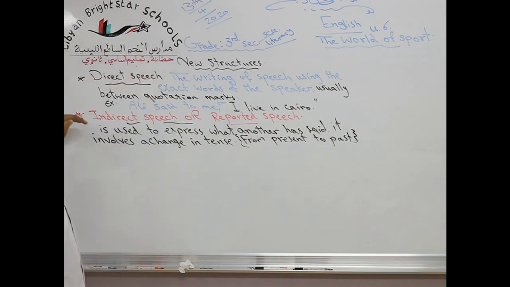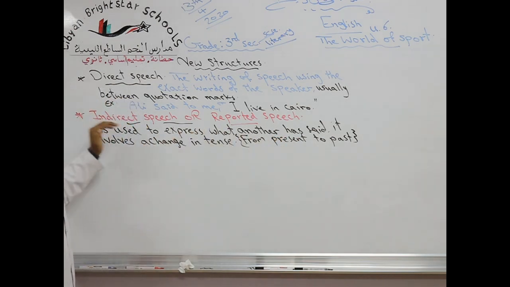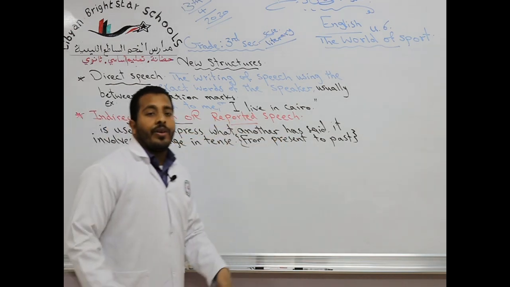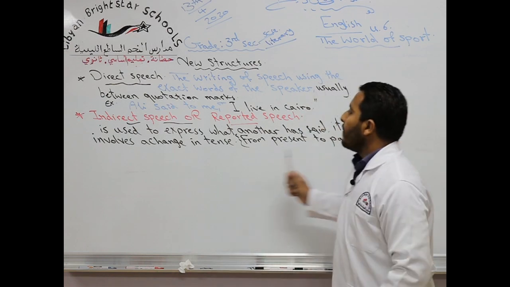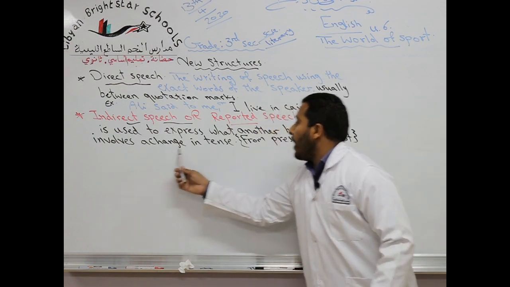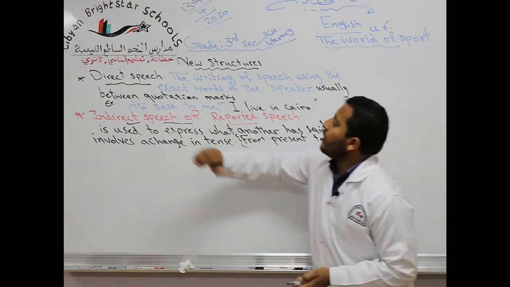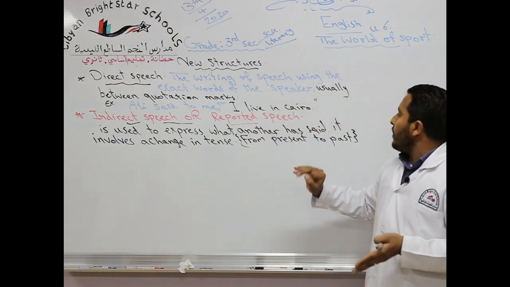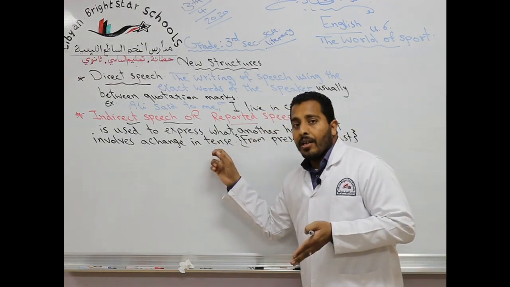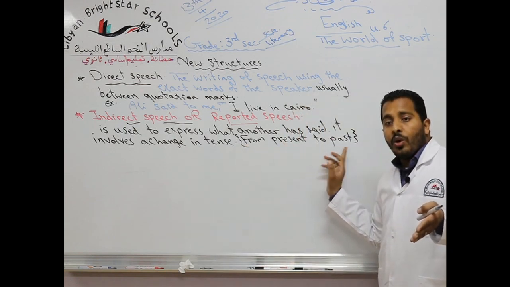كلام مباشر. Indirect speech or reported speech is used to express what another has said. استخدم للتعبير عما قاله شخص. It involves a change in tense. ويتطلب مني تغيير في الزمن. To change from direct into indirect, at first it's important to change the tense. In general, from present to past.